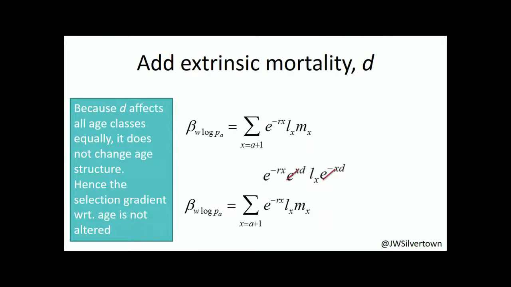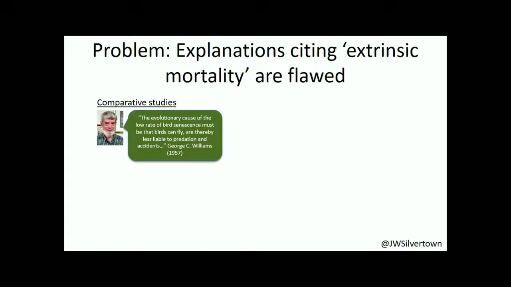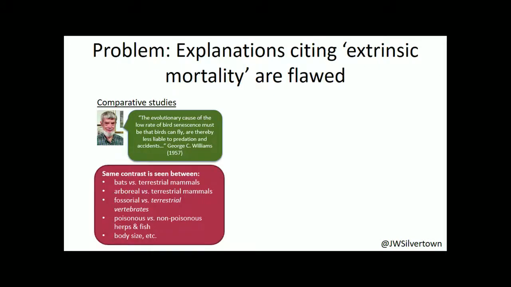Another way of thinking about this is that actually by definition, D affects all age classes equally. So as a consequence, it doesn't change the age structure, and so it doesn't change the selection gradient with respect to age. It just doesn't make any difference. Right, so this is, as I've already pointed out, something several people have already pointed out. So this isn't new, although it does appear that one needs to keep repeating it, so that's what I've done.